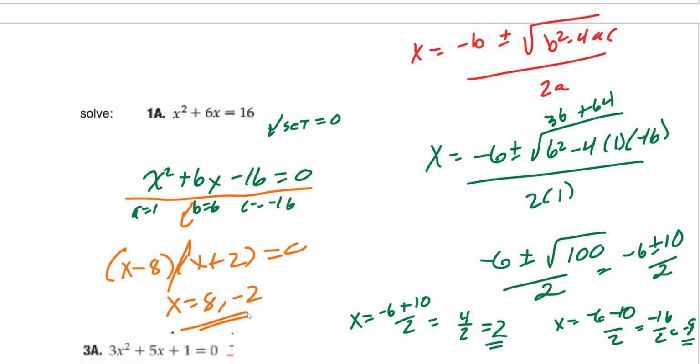Fastest way is always to factor, and you always go to factor first if you can, because it's just so much faster, right? It just took me 2 seconds. This took me about a good 30 seconds. It's still not hard, it just takes a little longer than just factoring. So that's always the best way. If you have a choice, factor if you can.